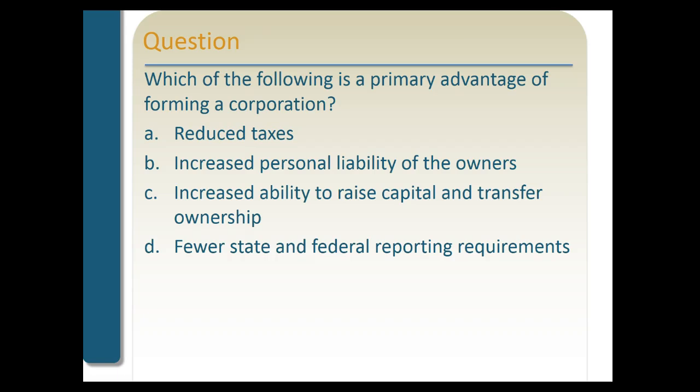Here's a question for you. Which of the following is a primary advantage of forming a corporation? A, reduced taxes. B, increased personal liability of the owners. C, increased ability to raise capital and transfer ownership. Or D, fewer state and federal reporting requirements. I hope you got that. C, the ability to raise capital and transfer ownership with ease.